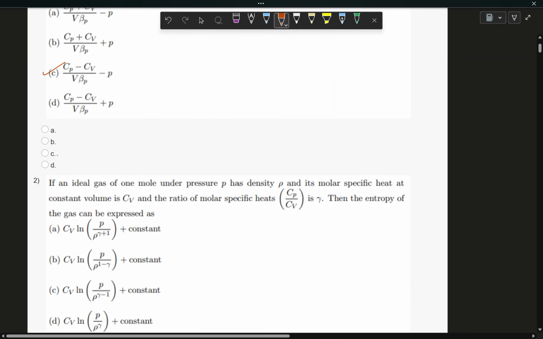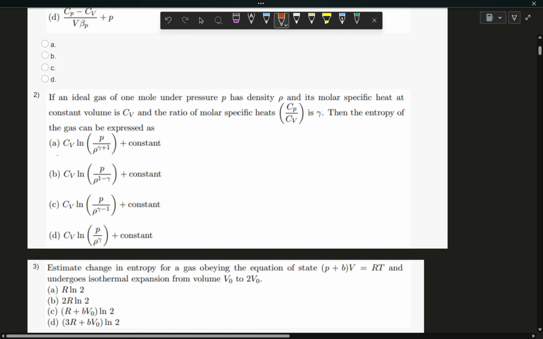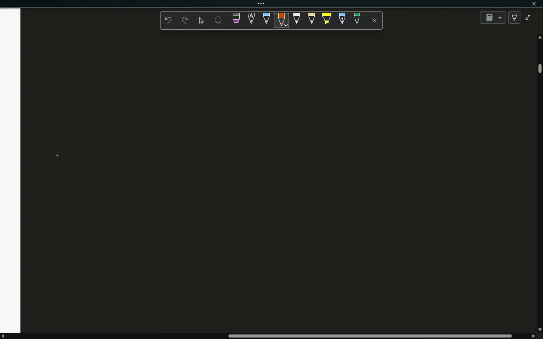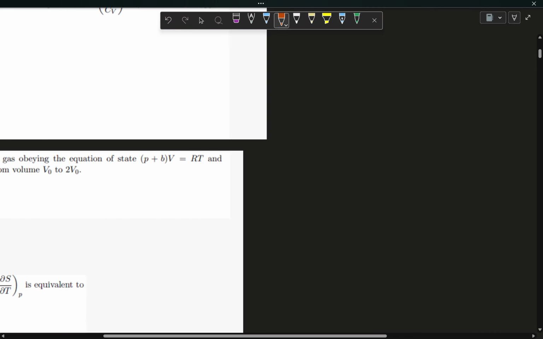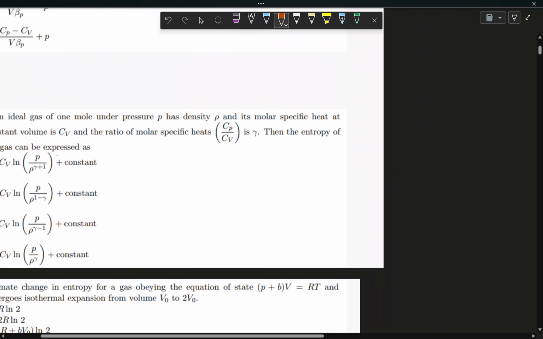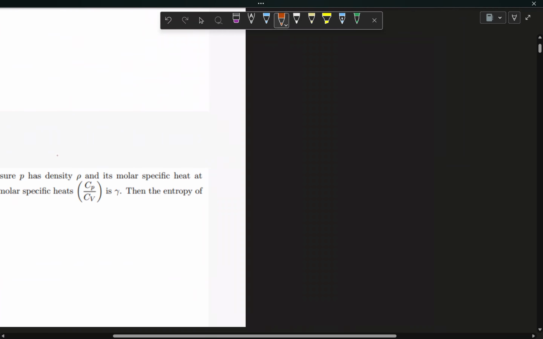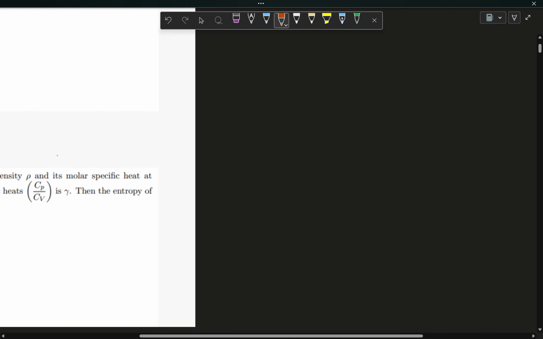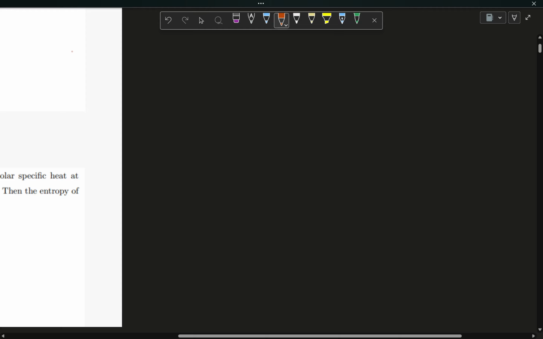Now, question number 2 is about an ideal gas. 1 mole under pressure P has density rho, and the molar specific heat at constant volume is Cv. Then the ratio of Cp by Cv is gamma. Then the entropy of the gas is what? Let us solve it here on the side, because otherwise I have to go a lot further to actually reach the solution part.